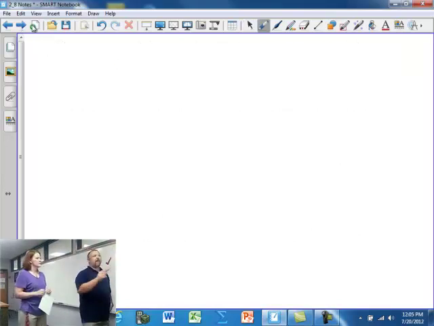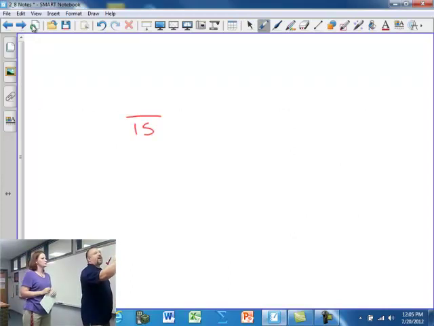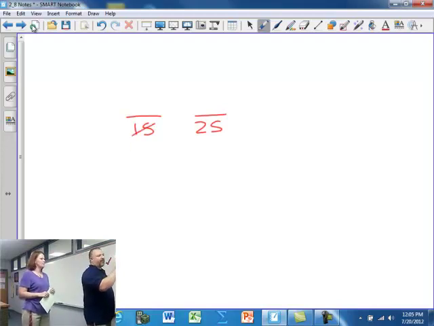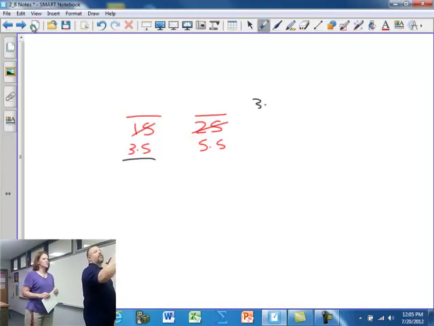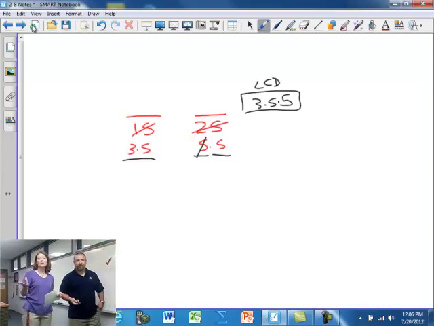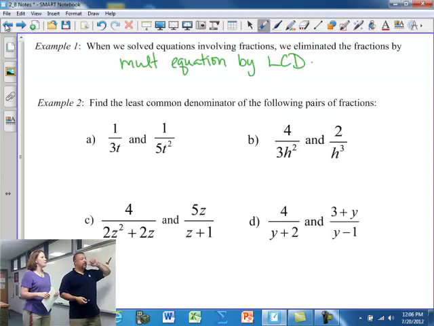A couple of lessons back, we had a denominator of 15 and a denominator of 25, and we figured out that the least common denominator was 75. We did it by factoring 15 down to 3 times 5 and factoring 25 to 5 times 5. To find the least common denominator, we take everything from the first fraction, 3 and 5, and then just take the new stuff from the second fraction. We already had a 5, so cross that off. But we didn't have a second 5, so we needed a second 5. So our least common denominator was 3 times 5 times 5, which is 75.